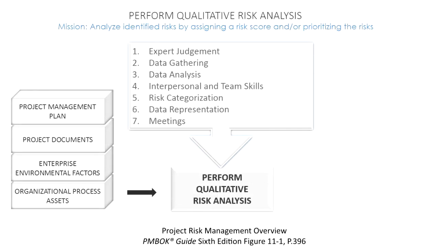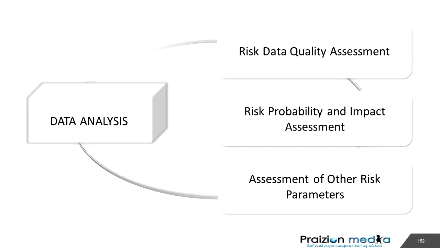Still under data analysis, we have risk, probability, and impact assessment. And this is an assessment of each risk to assess the probability on a scale based on the guidelines in the risk management plan, and also to assess the impact on a scale based on the guidelines in the risk management plan. Definitely expert judgment will come into play here using a risk, probability, and impact assessment.